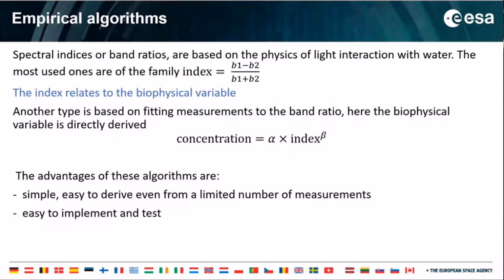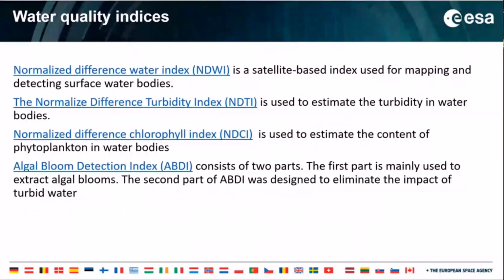This family of applications related to water quality detection from satellite is really simple and easy to derive. Even if you have limited measurements, they are very simple and easy to implement and get into an operational phase. And here are three known water quality indices. They normalize different water quality indices.